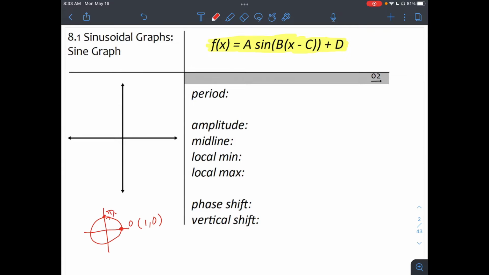Pi over 2 radians has the point (0, 1). Pi radians has the ordered pair (-1, 0), and 3 pi over 2 radians has the point (0, -1). And then we return back to 2 pi where we have (1, 0) again.